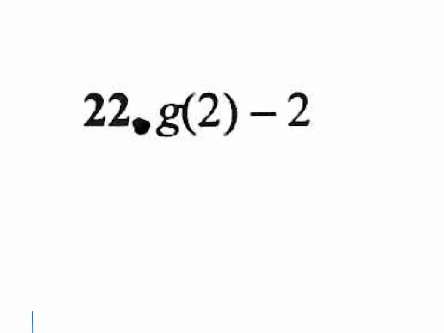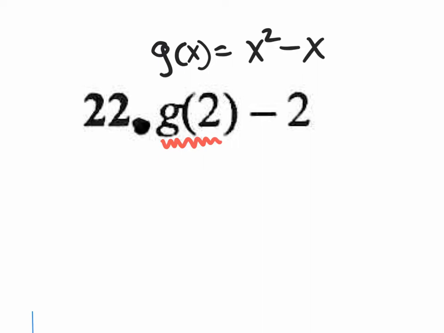Number 22. It's easier if we just write down the g of x function. G of x is x squared minus x. And what they want us to do first is g of 2. That tells you to do something. What does it tell you to do? To go to your g of x function and plug in 2 and simplify it.